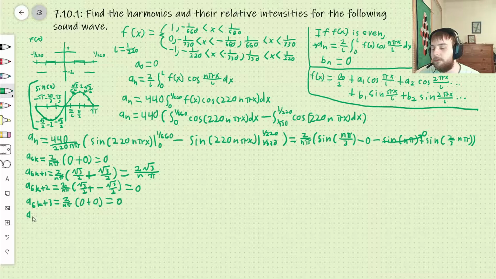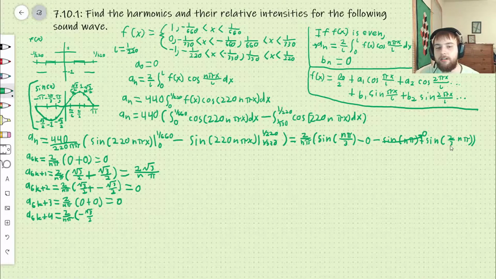And what if it's 4 past a multiple of 6? In that case, we still have this term out in front. And at 4 past the multiple of 6, so our first term, this is 1/3 past, this is 2/3 past, this is 3/3 past, and this is 4/3 past. So this is going to be negative square root of 3 over 2.